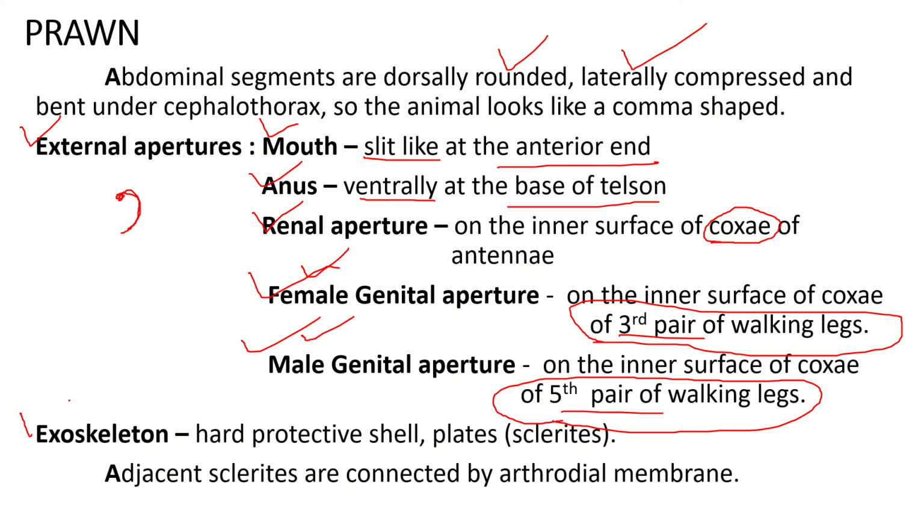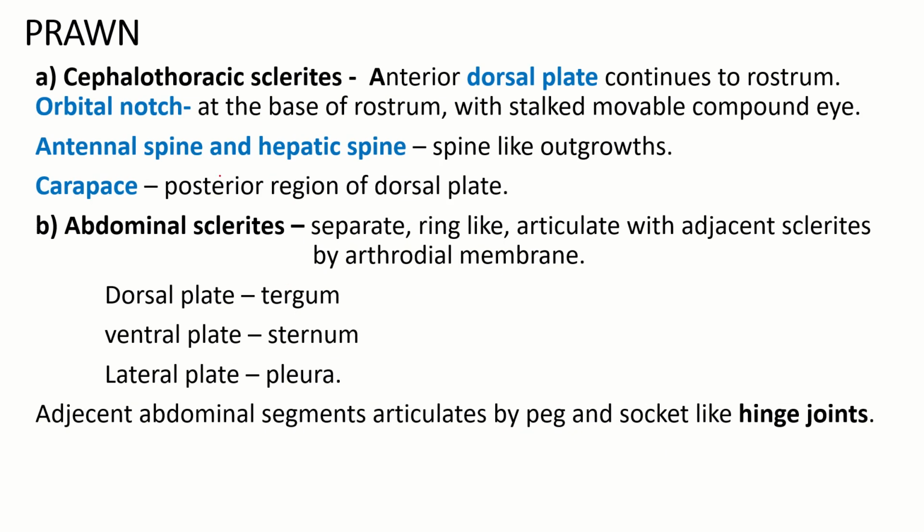The body is covered by a hard protective shell called an exoskeleton, and the exoskeleton is made of plates called skeletons. Two adjacent skeletons are connected by a particular membrane called the arthrodial membrane. The skeletons which cover the cephalothorax region are called cephalothoracic skeletons, and the skeletons which cover the abdominal part are called abdominal skeletons.